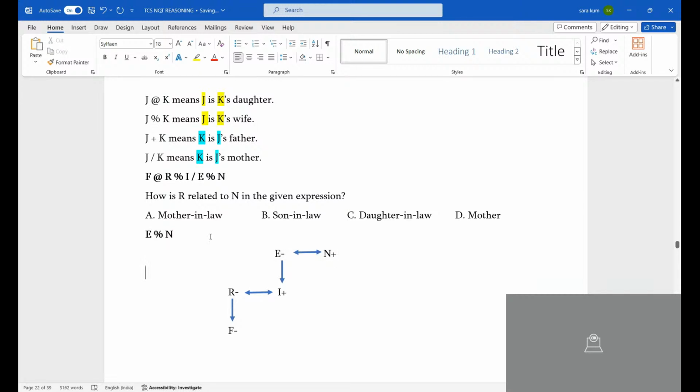Now the question is how is R related to N? You can see R is N's son's wife. So N's son's wife is daughter-in-law. Okay, so N's son's wife is going to be R, which means R is the daughter-in-law of N. So daughter-in-law is the correct answer. Okay, so let's try the next question, guys.